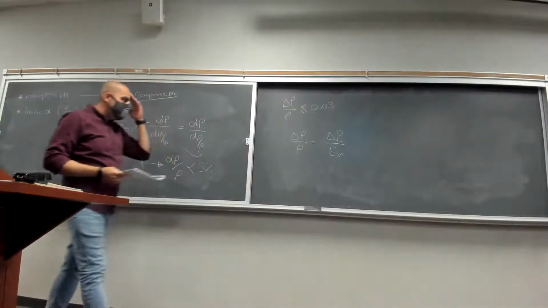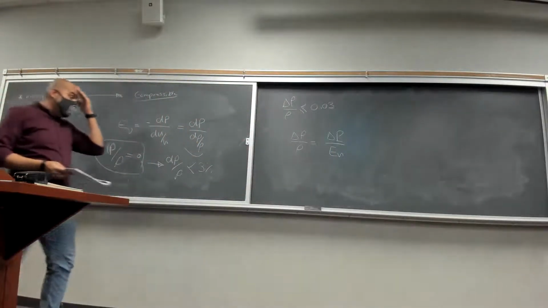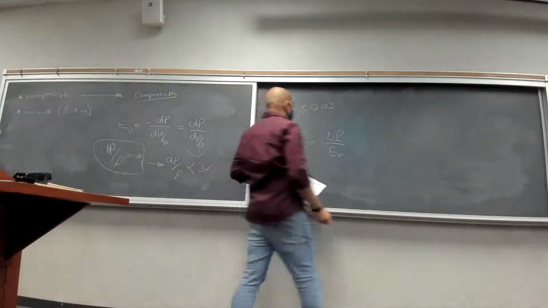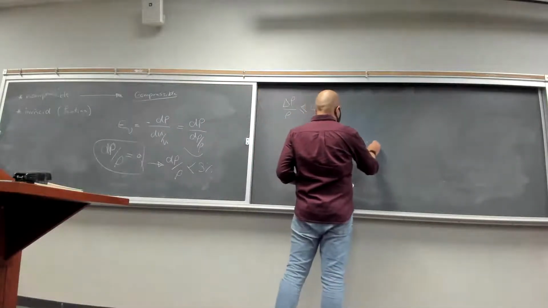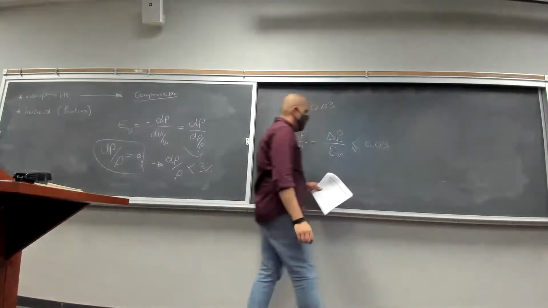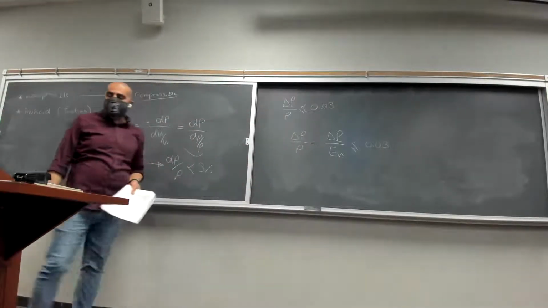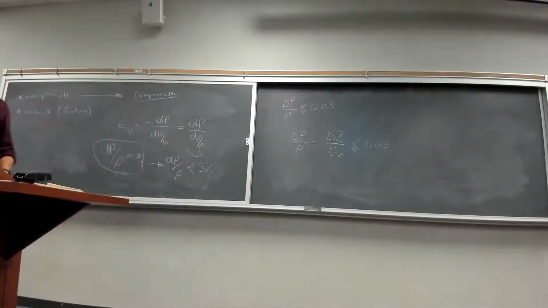Okay. So changes in pressure divided by bulk modulus has to be smaller than or equal to 0.03. And if you want to ask where did we get 0.03, in aerodynamics, we actually use 5% for this. So it means that this is an arbitrary number. It can be 5%, can be 3%, whatever, right? But we usually use 3% or 5%, okay?